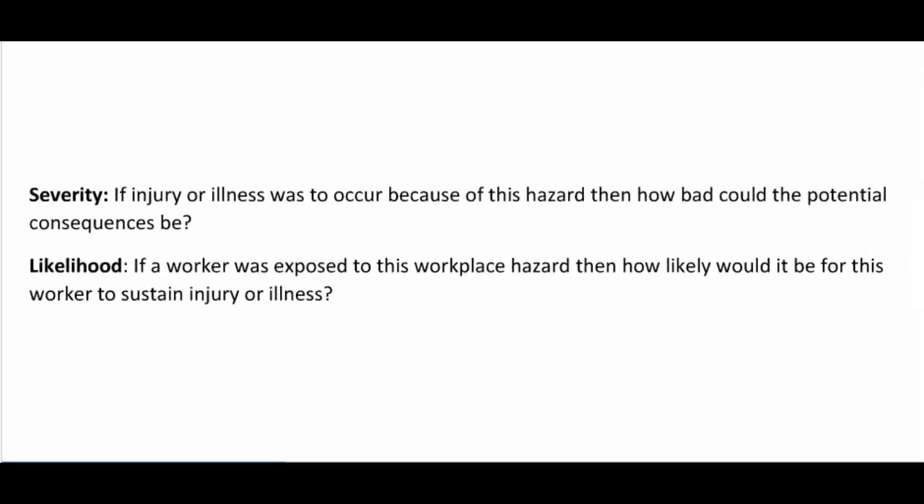Once hazards are identified, they are subject to a hazard assessment. This is a simple process of determining how bad these hazards can be by assessing them against two key variables. Severity: if injury or illness was to occur because of the hazard, how bad could the potential consequences be? Likelihood: if a worker was exposed to this workplace hazard, how likely would it be for this worker to sustain injury or illness? It is important to note that these assessments are informed by experience and consultation, but remain largely subjective.